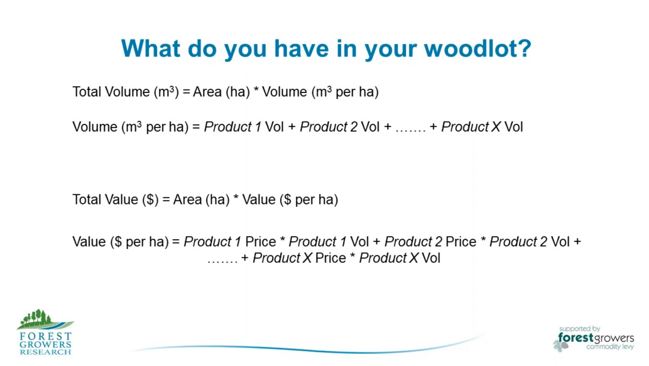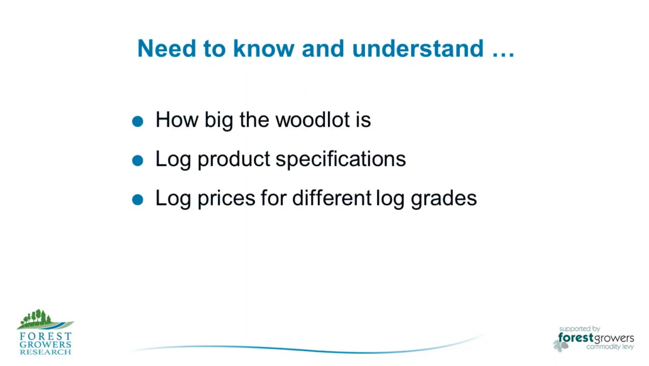Similar to total volume, total value is equal to the area of the woodlot multiplied by the value per hectare. And the value per hectare is equal to the sum of the price that will be paid for each log product multiplied by the volume of each log product. So to determine what you have in your woodlot and its potential value, you or your agent needs to know how big your woodlot is, have an understanding of log product specifications, and good knowledge of the price differentials for different log grades.